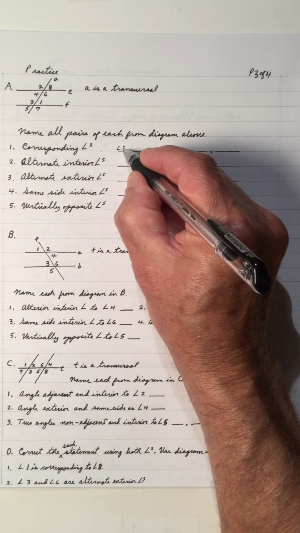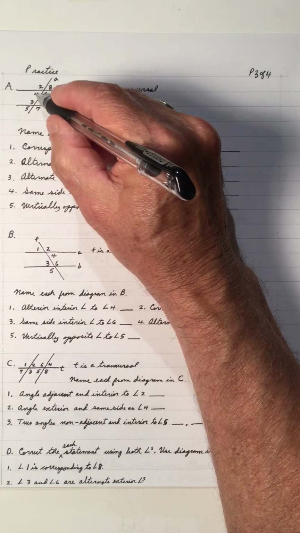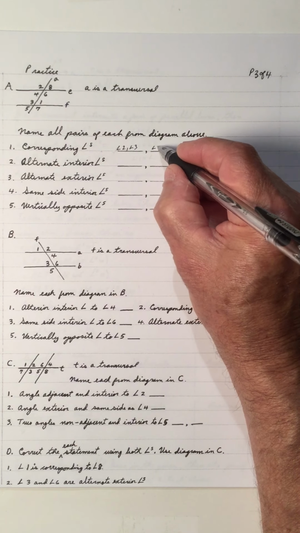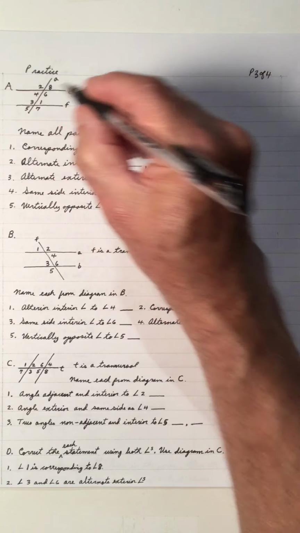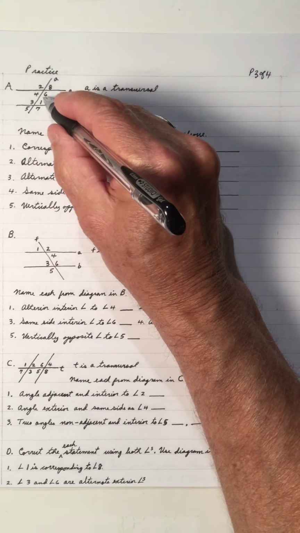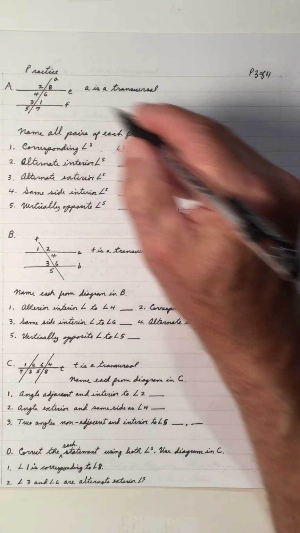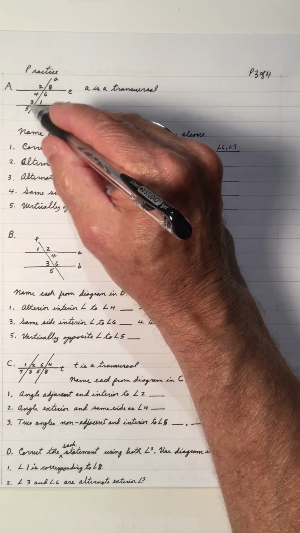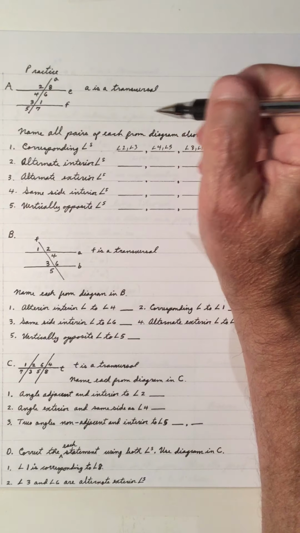So angle 2 and angle 3 are corresponding. 4 and 5 are corresponding. 8 and 1 are corresponding. And 6 and 7 are corresponding. Notice corresponding angles are on the same side of the transversal. One is exterior, one is interior.